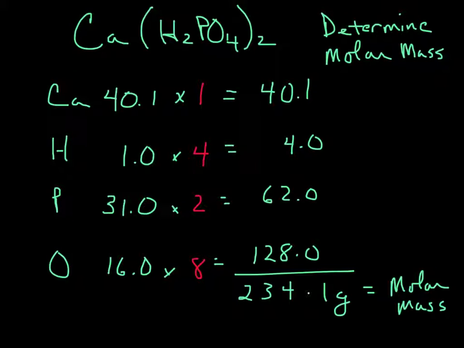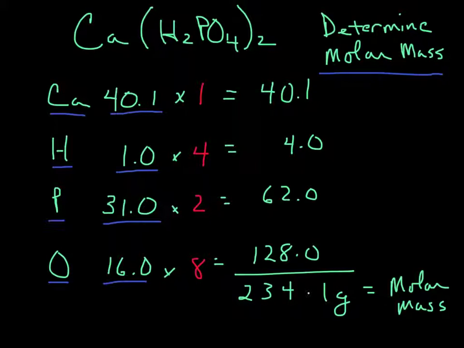Well, first thing I want to do, I want to determine the molar mass. And so I do that. I write out the elements that are part of this compound: calcium, hydrogen, phosphorus, and oxygen. Then I look at my periodic table and I find that the mass of calcium is 40.1, hydrogen is 1.0, phosphorus 31.0, and oxygen 16.0.